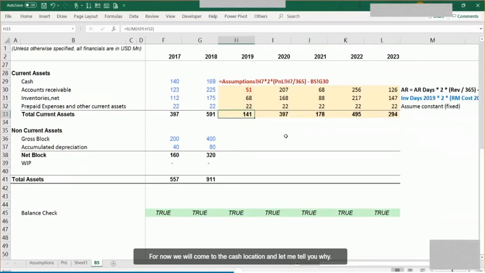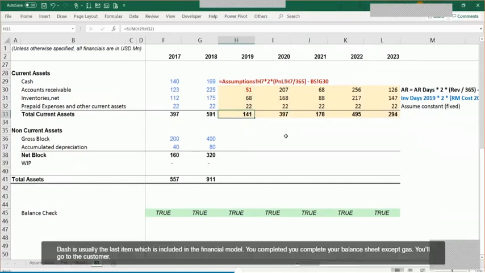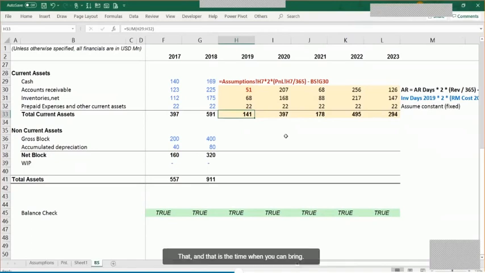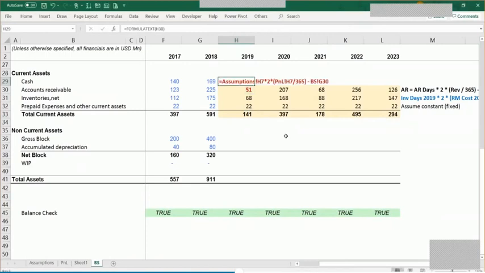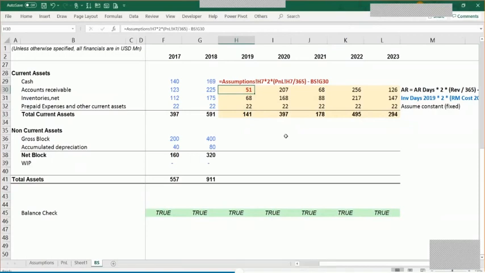And let me tell you one thing upfront out here, that cash is usually the last item which is included in the financial model. You create your P&L, you complete it, you complete your balance sheet except cash, you go to the cash flow statement, complete that as well. And that is the time when you can bring the cash position from your cash flow statement. So cash is usually the last item that you put in the financial model. And that's something that you would see very soon today once we proceed further with the other sheets.